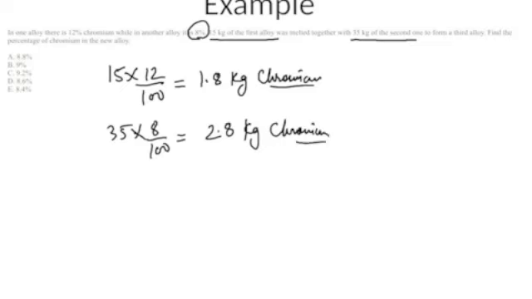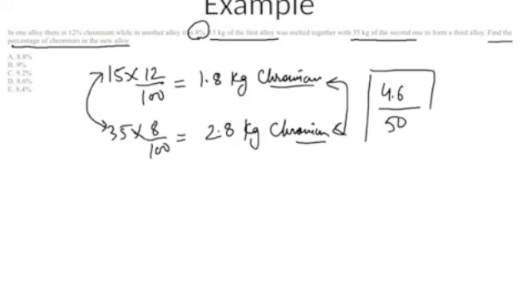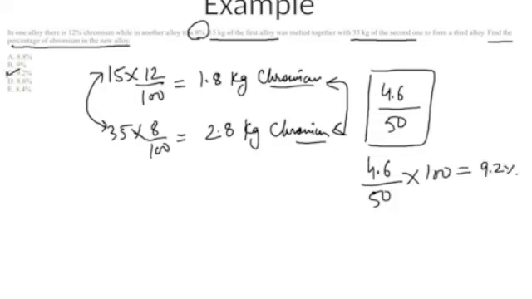Now total chromium becomes 4.6. And the question is, find the percentage of chromium in the new alloy. So two alloys have been mixed. So total weight is what? 50. So 4.6 out of 50 is what percentage? That is actually 9.2% if you calculate. That is our answer.